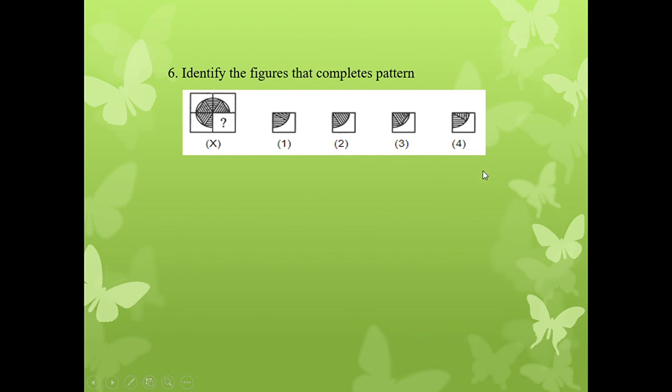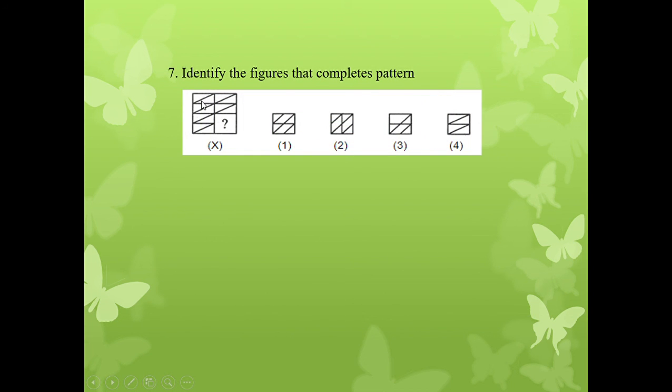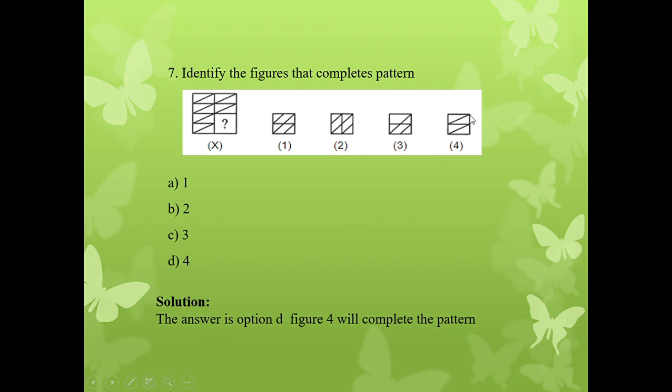So similarly, this is the given pattern. So you have to select which option will suit the left blank. For this particular problem, the option is C, that is figure 3 will fit the left blank. Similarly, we have another pattern. So you have to observe properly which figure will suit this left blank. So in this particular problem, the option D, that means figure 4 will complete the pattern.